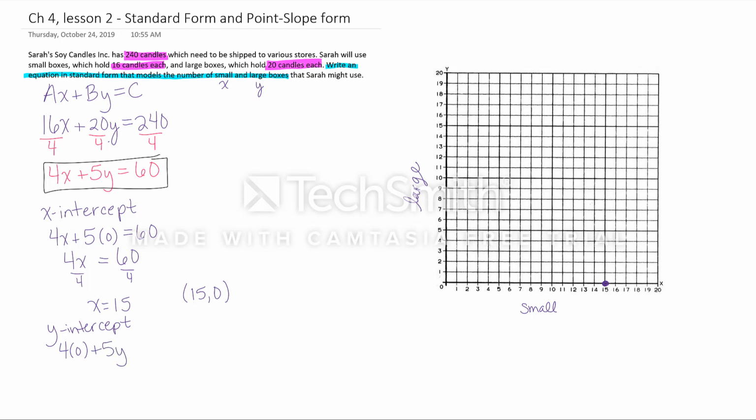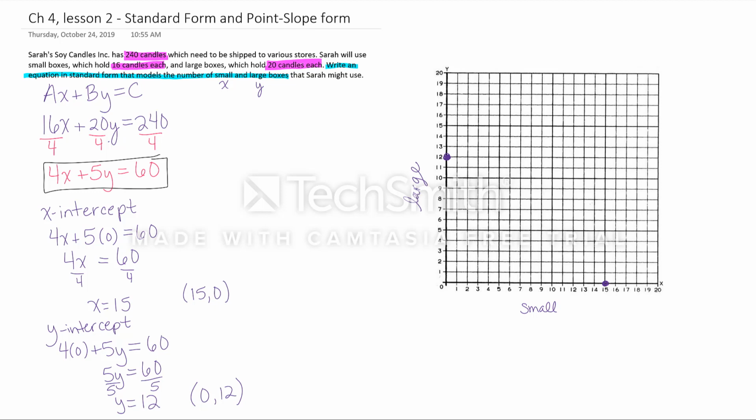So we're going to plug in a 0 for the x term this time. 4 times 0 is 0, plus 5y equals 60. Divide to solve, and y equals 12, which gives us a point at (0, 12), right here. And if we think in terms of the problem, that means that we could use 12 of those large boxes and 0 small boxes, and that would hold all 240 candles, and we could ship them off and we'd be done. But because this is an equation where there are several different possibilities, we want to represent them all.